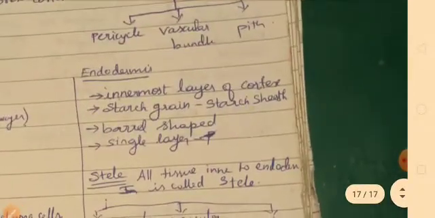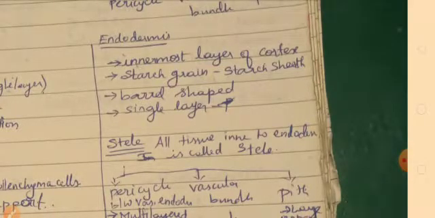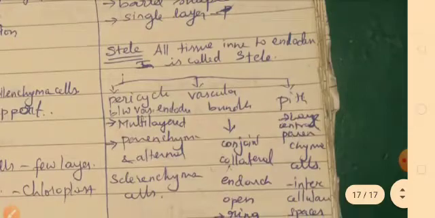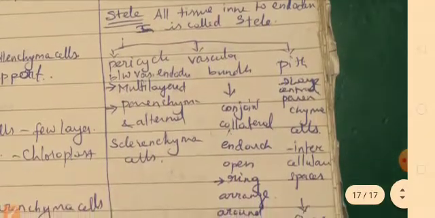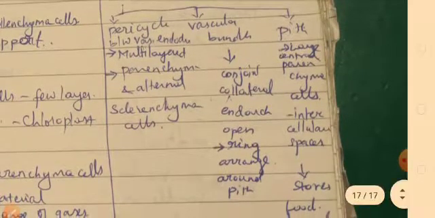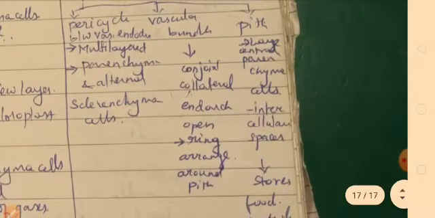The next layer is the endodermis. It is the innermost layer of the cortex. It also contains starch grains, so it is also called a starch sheath. It has barrel shaped cells, and it's a single layer. Then you have the stele. You know already, all tissues inner to the endodermis are called stele. Here the first layer is the pericycle. It is found between the vascular bundle and the endodermis. It is multi-layered and made up of parenchyma cells and alternate sclerenchyma cells. Adjacent to the parenchyma cells, sclerenchyma cells are also present here in the pericycle layer.